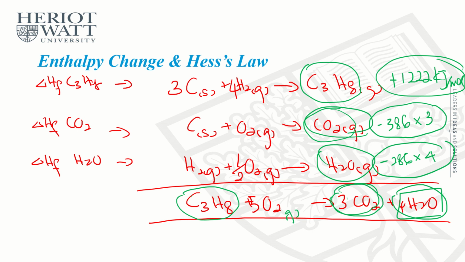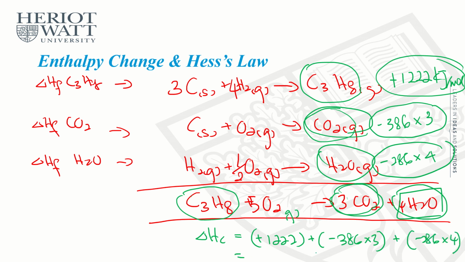So what is the enthalpy change of combustion for this particular reaction? You just add them up. All the circled values, you just add them up, which means equals to positive 1222 plus -386 times 3 plus -286 times 4. Then you total up, you get your final answer in kilojoules per mole, and that's your answer. So this is how you calculate enthalpy change based on the information given.